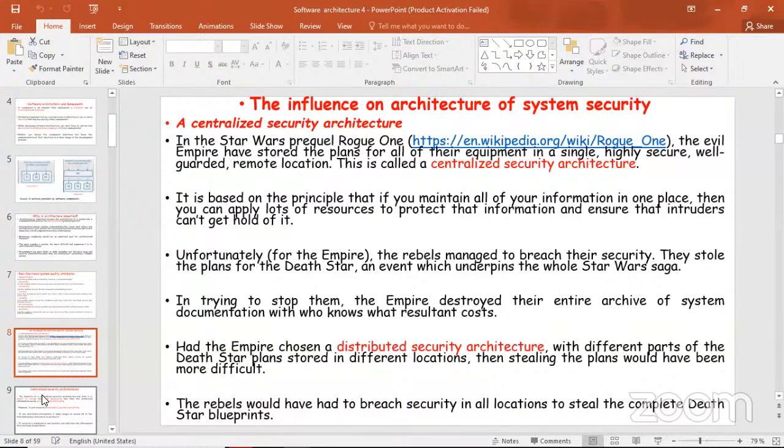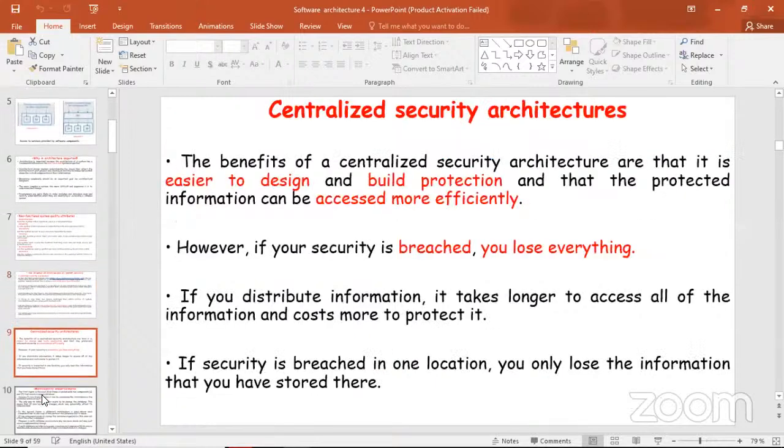Had the empire chosen a distributed security architecture with different parts of the Death Star plan stored in different locations, then stealing the plans would have been more difficult. Now, the rebel would have had to breach security in all the locations, which of course, probably you will just get into one or two, but other documentation will still be available for the empire to use.